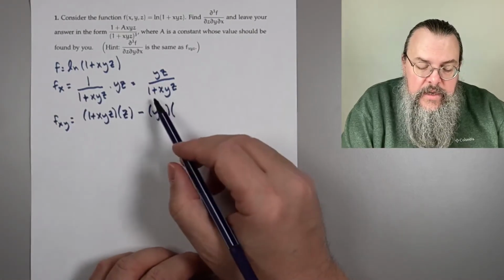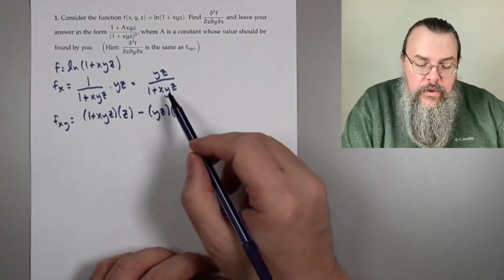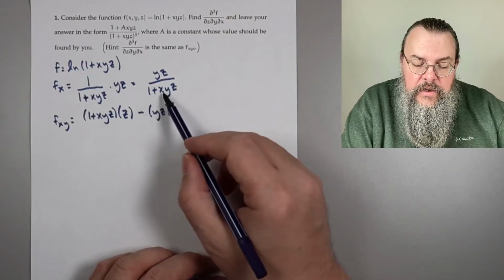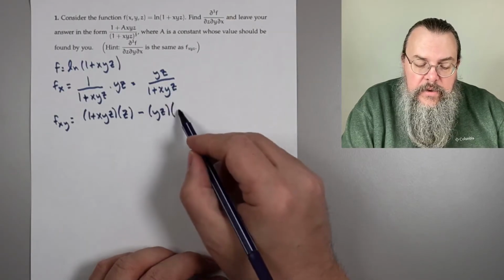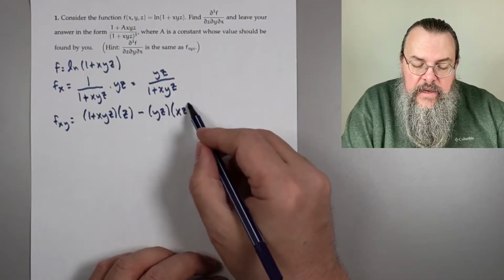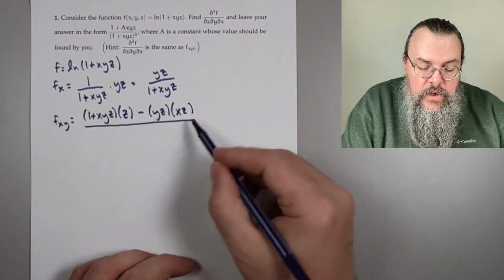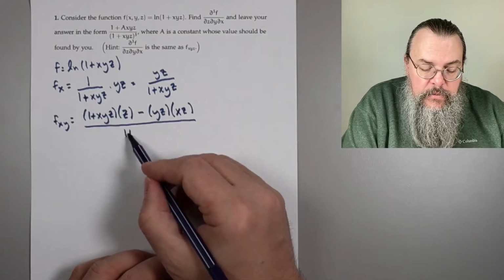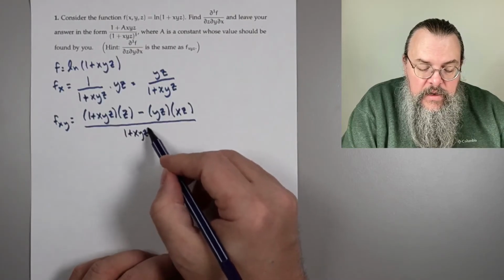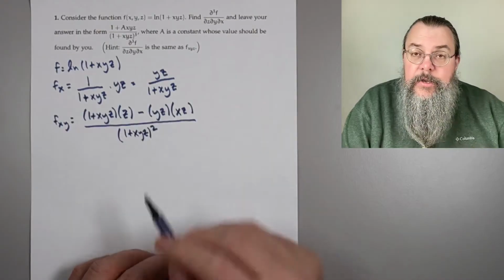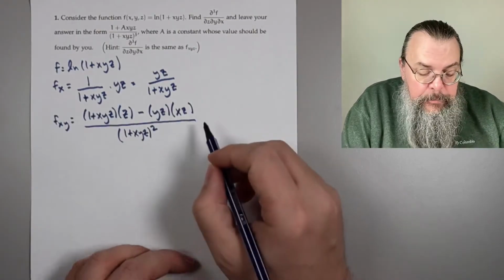Okay, again, the derivative with respect to y. So the derivative of 1 is 0, and it's like constant y, so it's that constant xz. And all of that over the bottom term, 1 plus xyz squared.